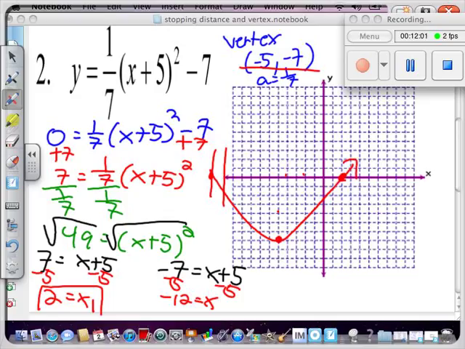Make sure you draw your arrows at the end. You will not get full credit if you don't have those. You need to know it still goes on and on.